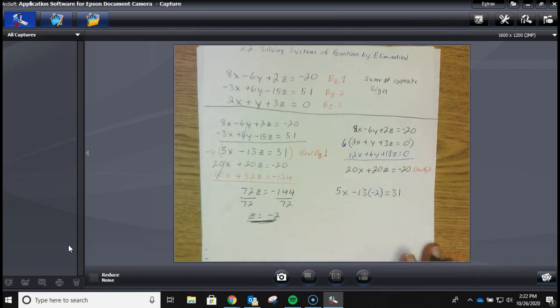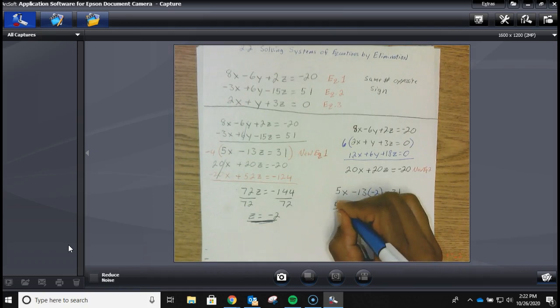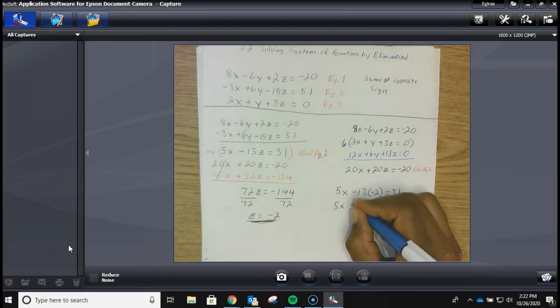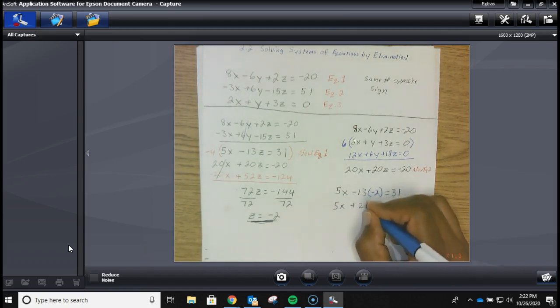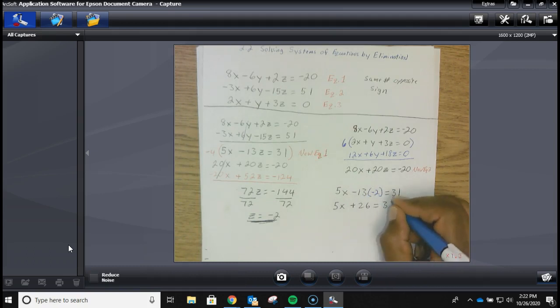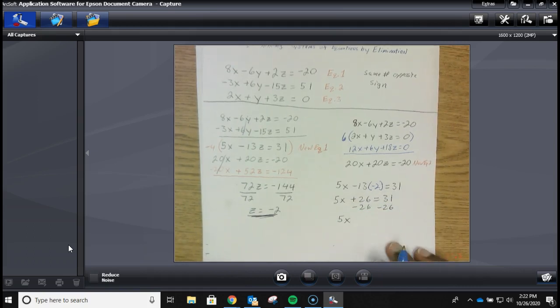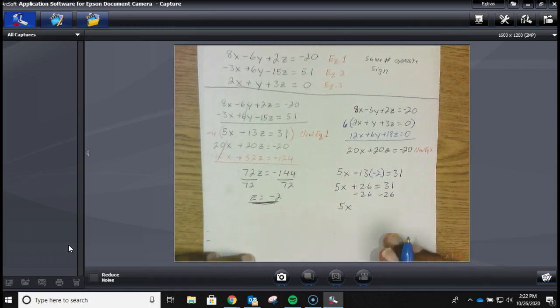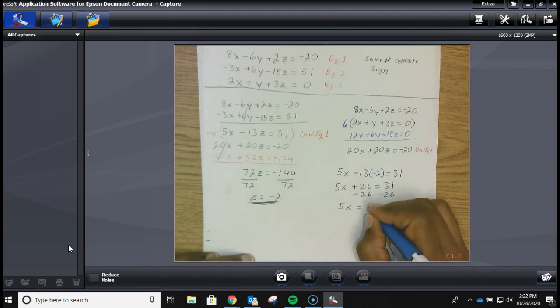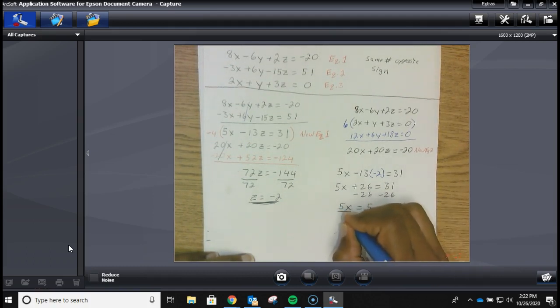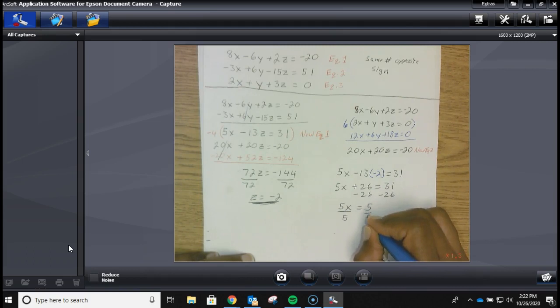So let's start cleaning this up. 5x, that's going to be positive 26 equals 31. Subtract my 26. I end up with 5x equal to 5. So we found out that x is equal to 1.